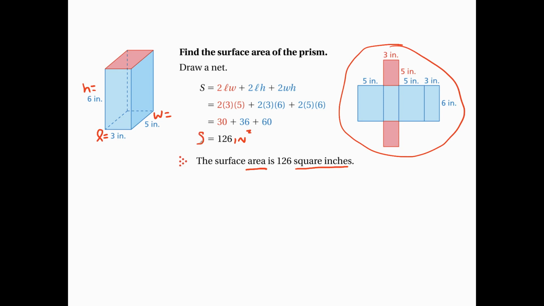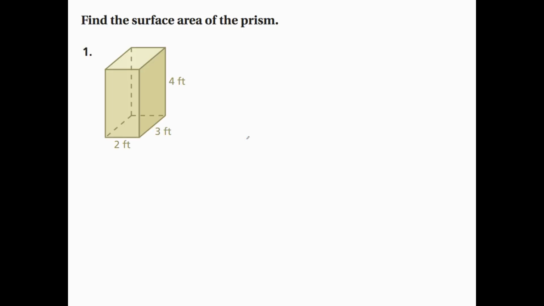So you don't have to write out the words square inches. You could just write inches squared or feet squared or whatever the units are. So that's how you solve a problem like this, how you can find the surface area of a rectangular prism. All right, it's your turn. So the video is going to pause, and I want you to find the surface area of that prism.